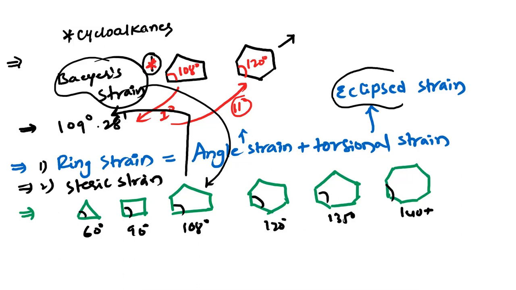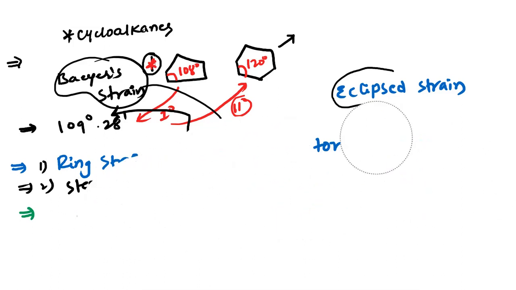Now we need to look at the torsional strain. We know what angle strain is. Now we need to look at torsional strain. Just know the basics of each and every term here, and they will be helpful for you in solving typical and advanced questions on cycloalkanes. Now, torsional strain, or we can call it eclipsed strain.